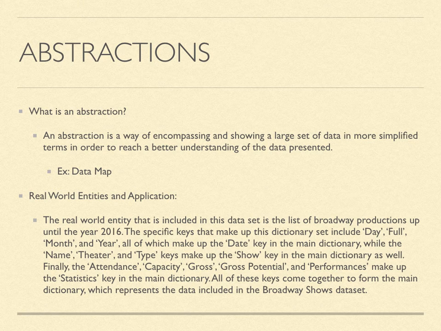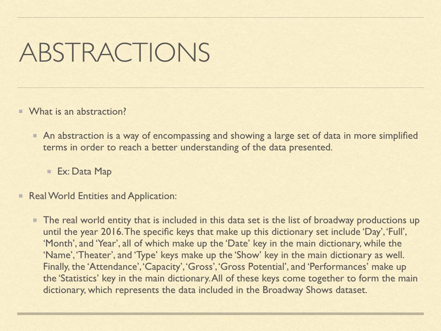The next thing that I want to look at is abstractions. Before we talk about the specifics of this project's abstraction, however, I want to create a base understanding of what an abstraction is. In regard to data manipulation, a data abstraction is simply a way to encompass and display a large set of data in more simplified terms. A good example of a data abstraction would be a data map.